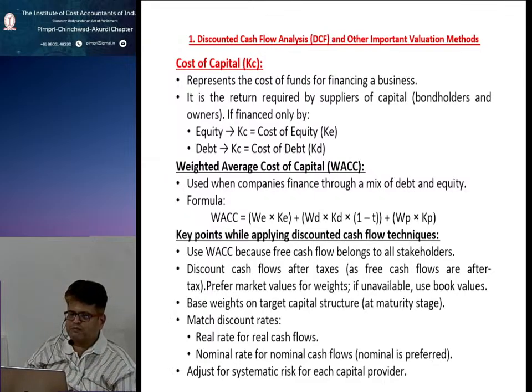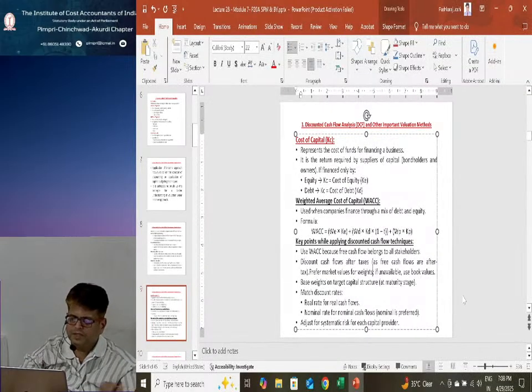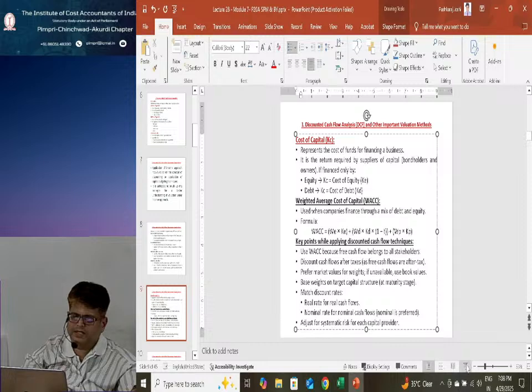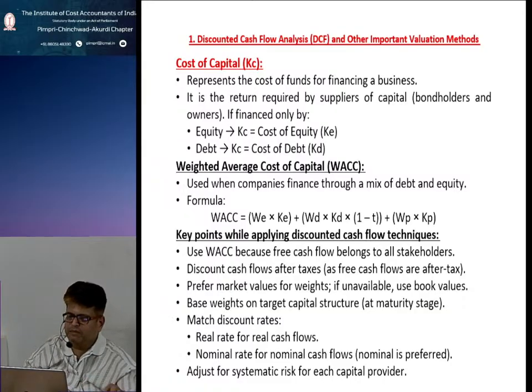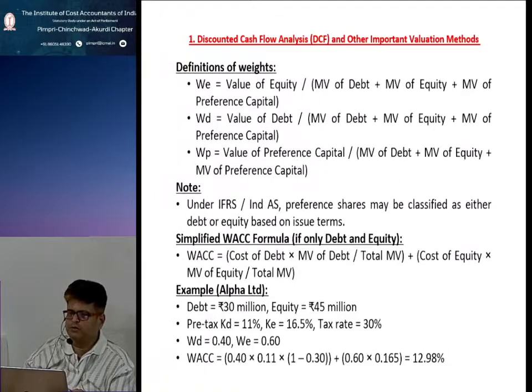Key points while applying discounted cash flow techniques: use WACC because free cash flow belongs to all the stakeholders. Discount cash flows after taxes, as free cash flows are after tax. Prefer market values for weights; if unavailable, then use the book values. Base weights on the target capital structure at maturity stage. Match discount rates, either a real rate for real cash flows or a nominal rate for nominal cash flows. Nominal is always preferred. Adjust for systematic risk for each capital provider. So these are the few key points.